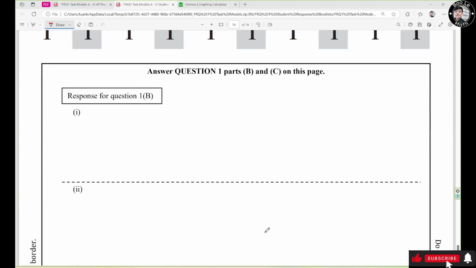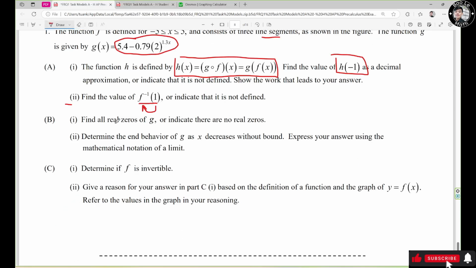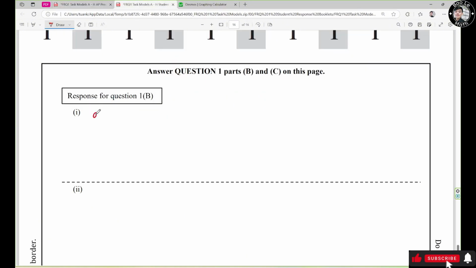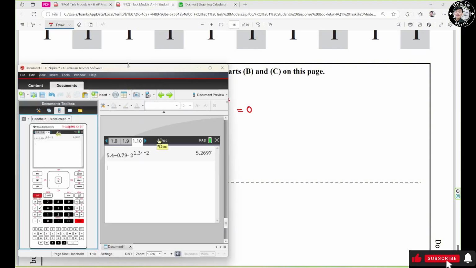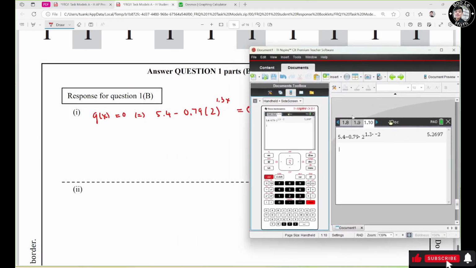Now let's move on to question B to I. Find all real zeros of g. The function g is right here, so we need to let g of s equal 0. So we have g of s equals 0, which is the same thing as 5.4 minus 0.79 times 2 raised to the 1.3 s equals 0. Because you're allowed to use the calculator, you just use the calculator to find the answer. So we need to put this one on the calculator.